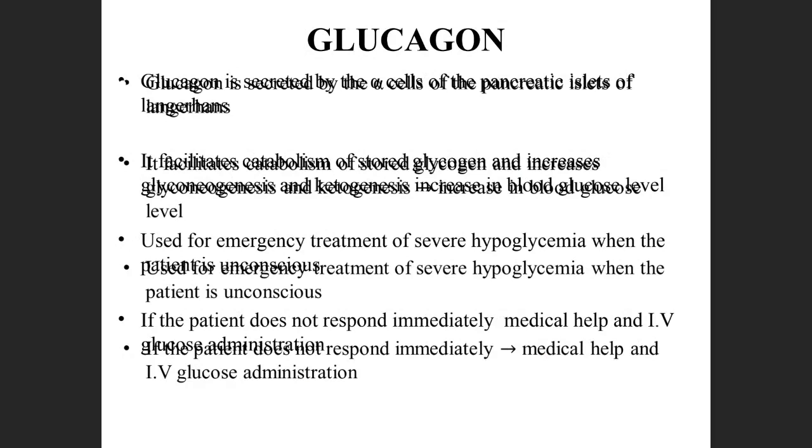Next, coming to glucagon. Glucagon is also secreted from the pancreas, but it is secreted from the alpha cells of the pancreas. Insulin is secreted from the beta cells of the pancreas. Now here glucagon has the opposite effect to that of insulin. That means glucagon will cause an increase in the levels of blood glucose.